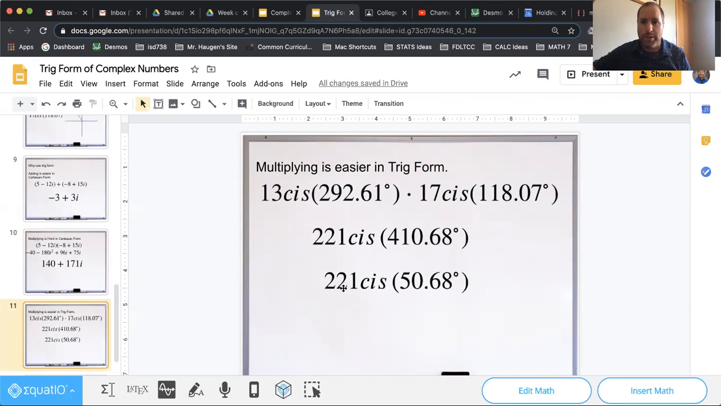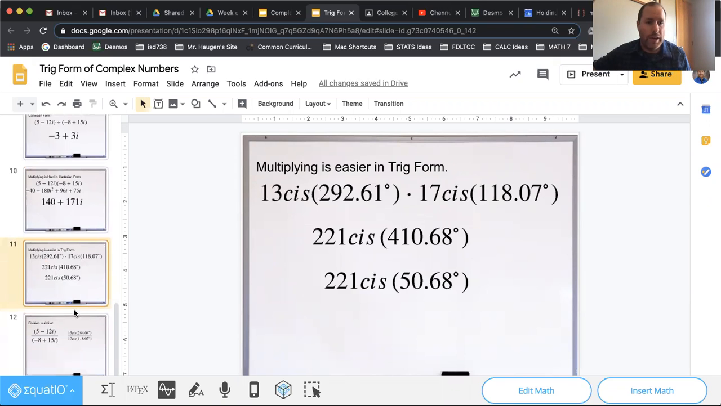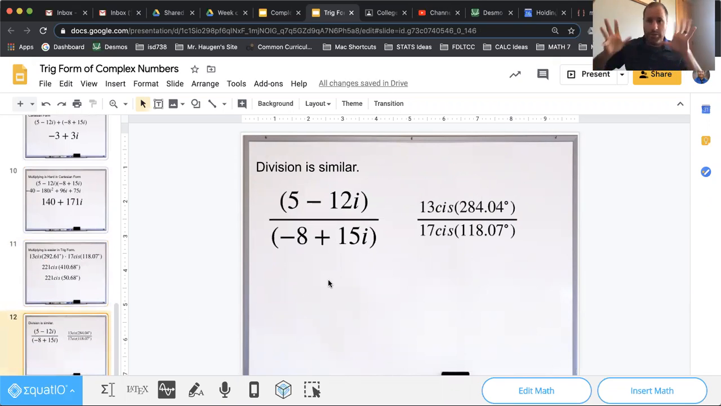So we can just multiply those things, right? That's a lot easier to do in trig form. Multiply the two R values, add up the angles, right? That's all we have to do there. Lastly, again, everybody's like, oh man, there's more. It's actually super easy. Okay, division, very similar here.